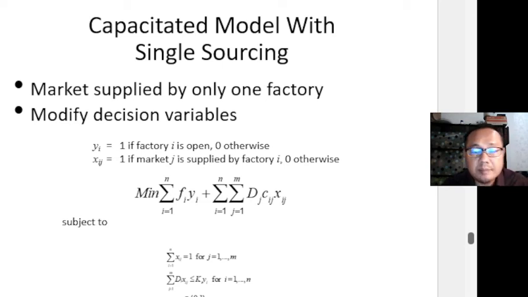We do not describe the solution of the model in Excel because it is very similar to the model discussed earlier. The optimal network with single sourcing for Telecom Optik is shown in the table before. If single sourcing is required, it is optimal for Telecom Optik to close the factories in Baltimore and Cheyenne. So this is the difference between the results.